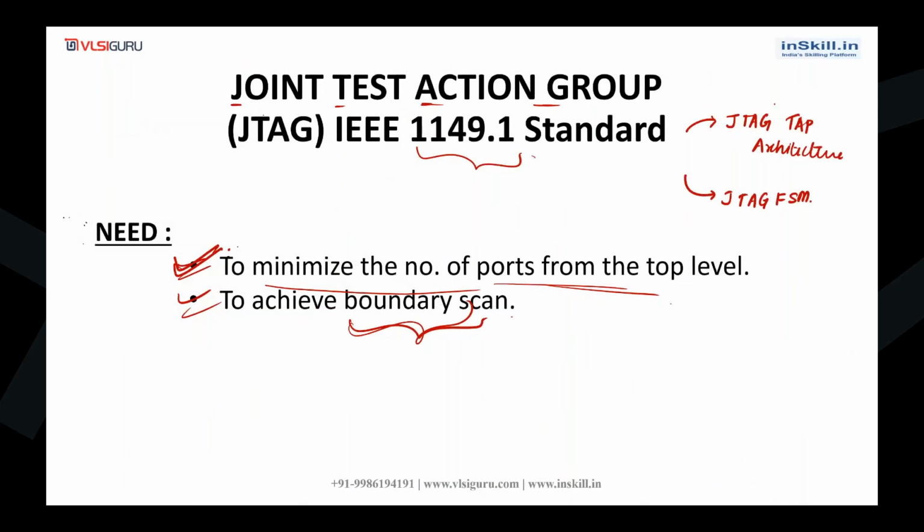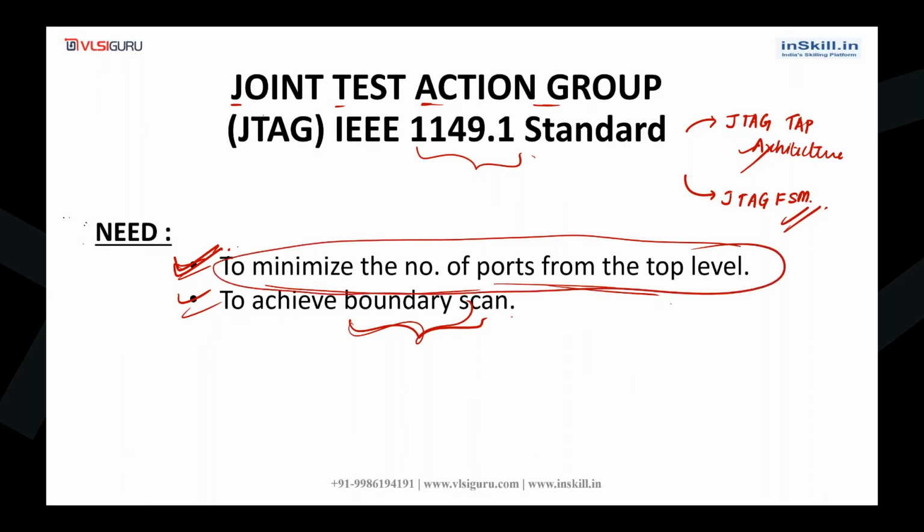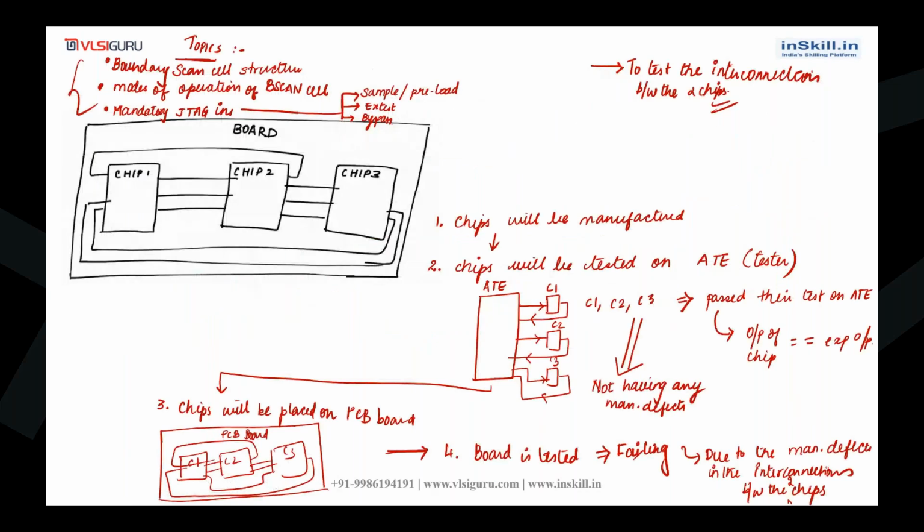First we'll try to understand about the JTAG TAP architecture and JTAG FSM. When we try to understand this, we will also simultaneously explain how with the help of JTAG you are able to minimize the number of ports from the top level, and also to achieve boundary scan. So when we cover these topics in the boundary scan part of the training, you will be able to understand how with the help of JTAG you are able to achieve boundary scan.